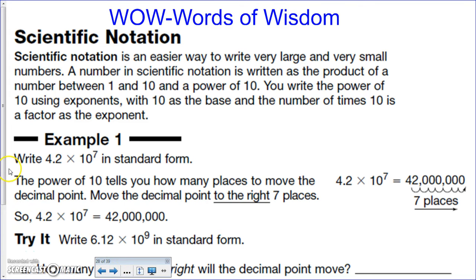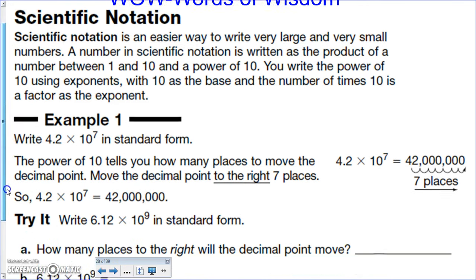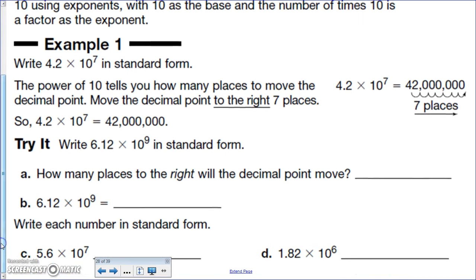Example 1. Write 4 and 2/10 times 10 to the 7th in standard form. The power of 10 tells you how many places to move the decimal point. Move the decimal point to the right 7 places. So if you look over there at the right, the decimal goes from in front of the 2, moves behind it, so that's 1 place. Then it has to move 6 more places.